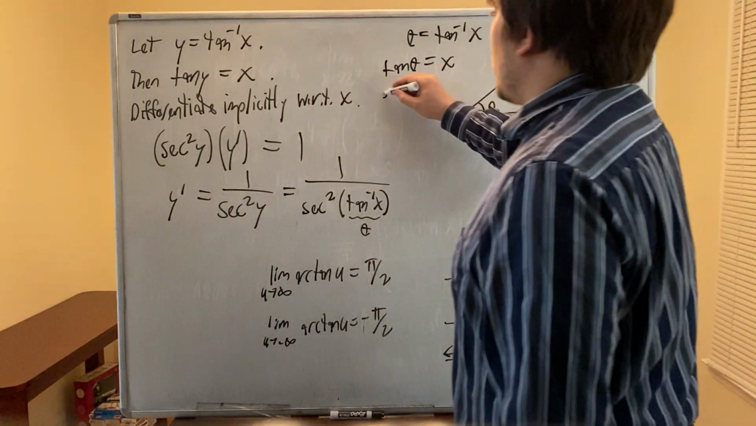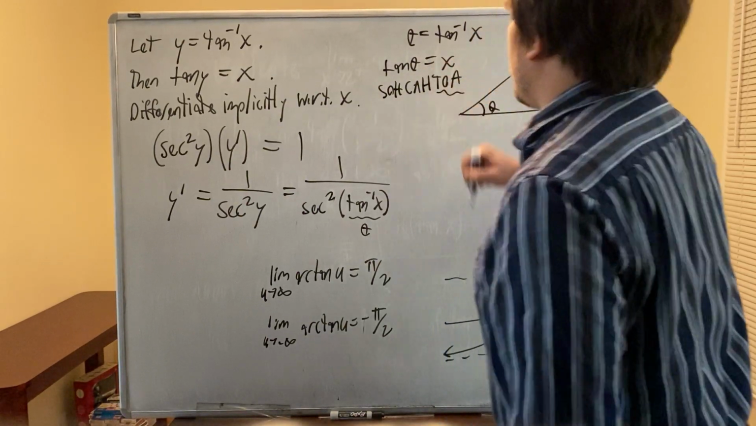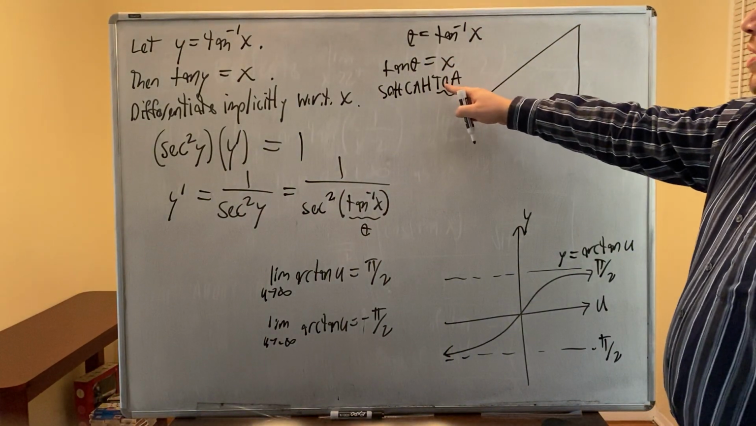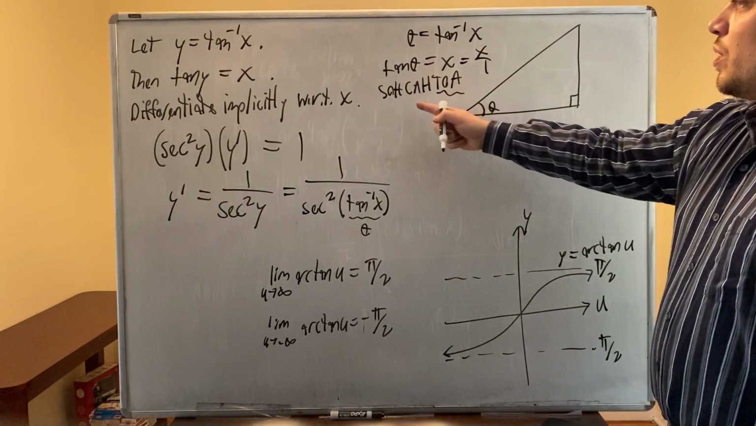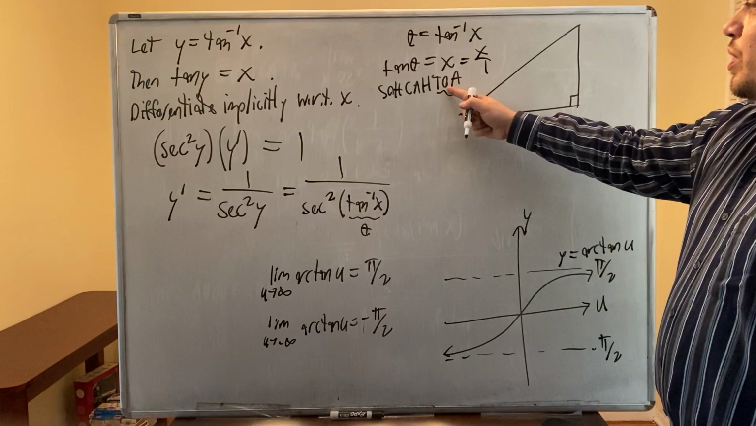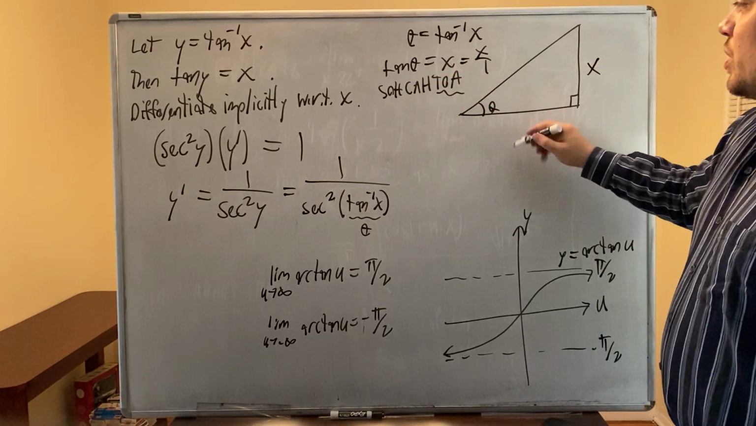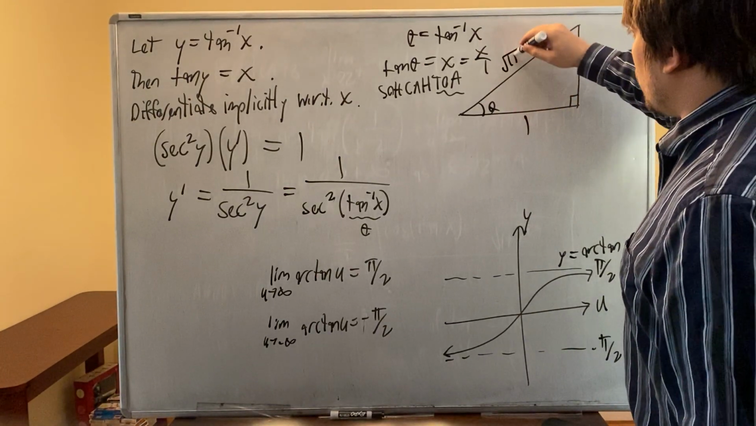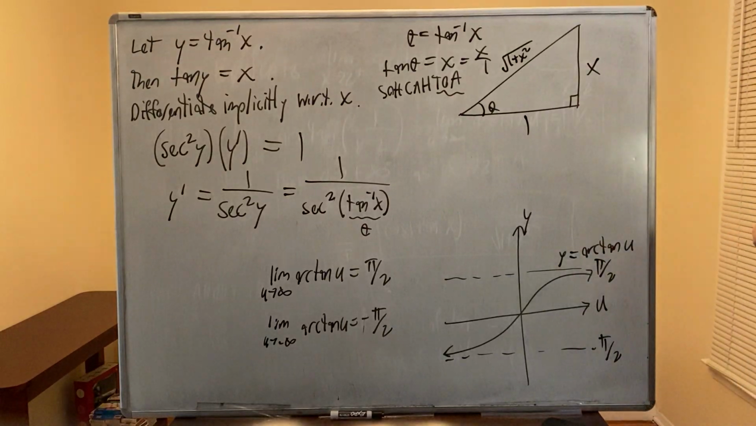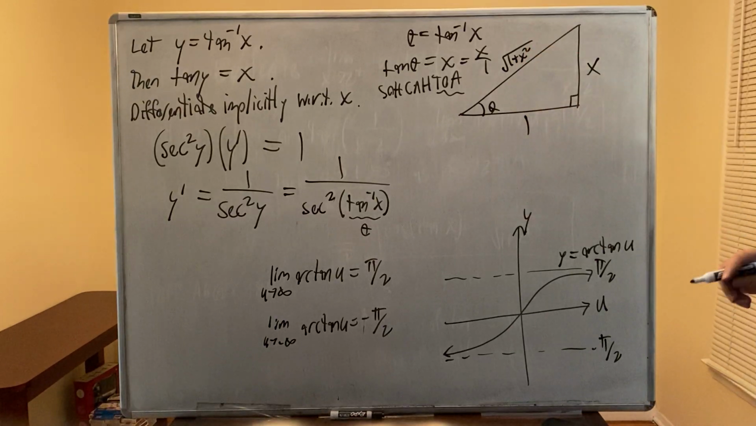But if you remember SOHCAHTOA, that tells you the tangent function is the ratio of the opposite side over the adjacent side. X is x over 1. So tan of theta is the ratio of the opposite leg to the angle theta, which is x, over the adjacent leg, which is 1. And so now the hypotenuse is the square root of 1 plus x squared by the Pythagorean theorem. This squared plus this squared is equal to that squared. 1 squared plus x squared is equal to the square of the square root of 1 plus x squared.